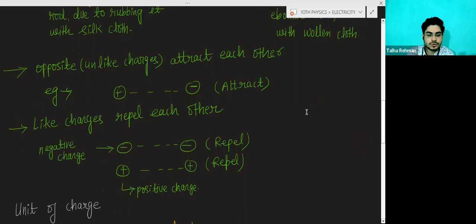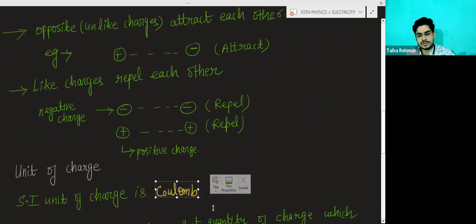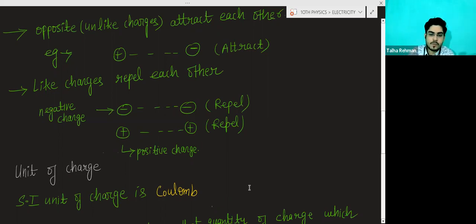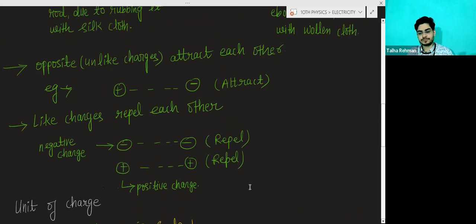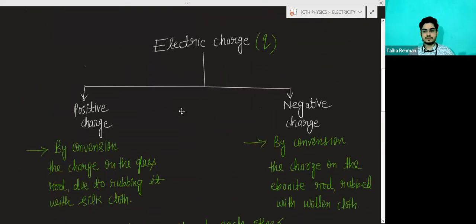Okay, so by the way, the SI unit of charge is Coulomb. Coulomb is the name of the scientist. In 12th class, if you take physics, you will study Coulomb's law. That is the analogy with Newton's law of gravitation. The unit of charge is Coulomb. Okay, so you can write down now.